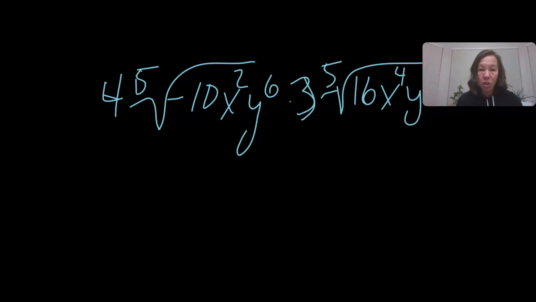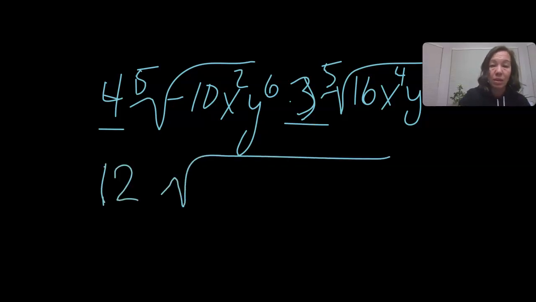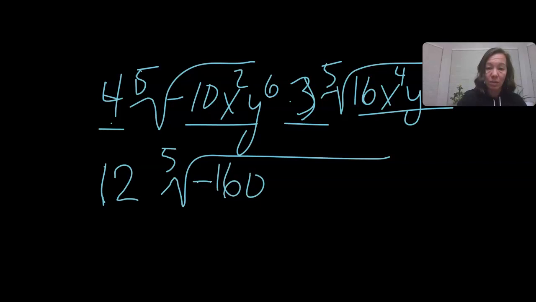Okay, so multiplying these, as long as they have the same index, so I couldn't multiply a 4th root and a 5th root. They have to have the same index here. But again, we will multiply the numbers in front together. So we'll multiply the 4 and the 3 to get 12. And then I'm going to multiply the stuff inside the roots together. So negative 10 times 16 is negative 160. X to the 2nd times x to the 4th would be x to the 6th. Y to the 6th times y to the 4th would be y to the 10th.